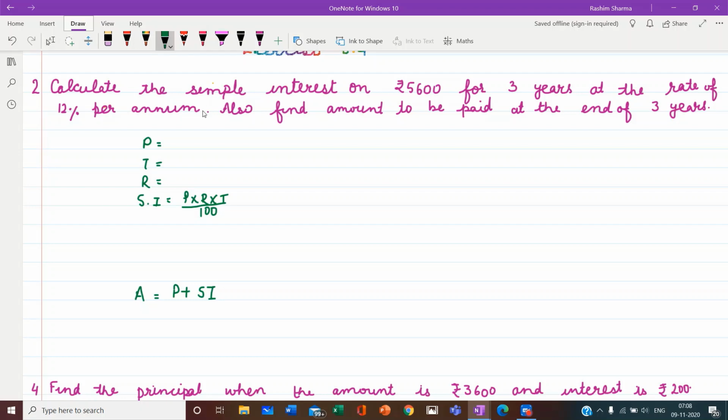Now here we have to calculate simple interest on rupees 5600. It means this 5600 is principal. So we will write principal is equal to rupees 5600, for 3 years means time is 3 years, and rate of interest is given as 12% per annum. Per annum we write as PA. Now simple interest, we know the formula, P into R into T upon 100. So here we put the values, we get 5600 into 3 into 12 upon 100.